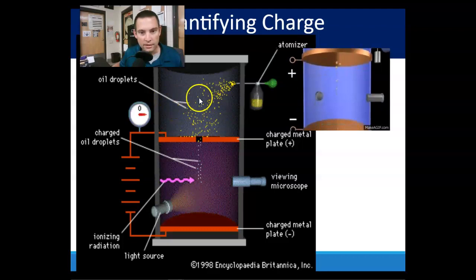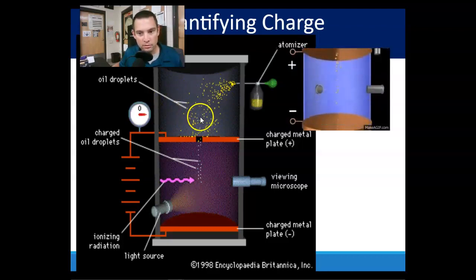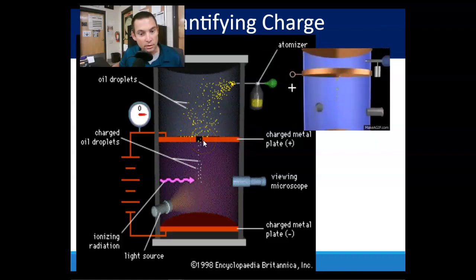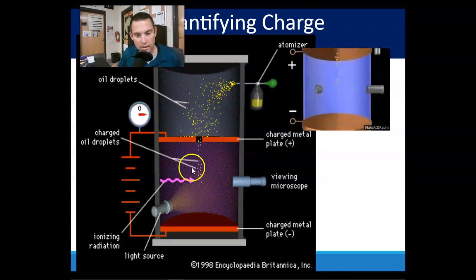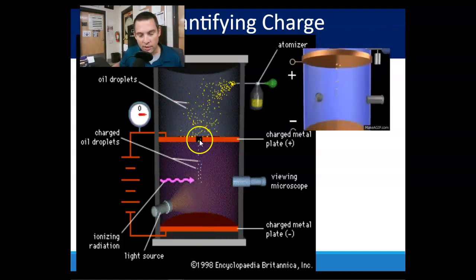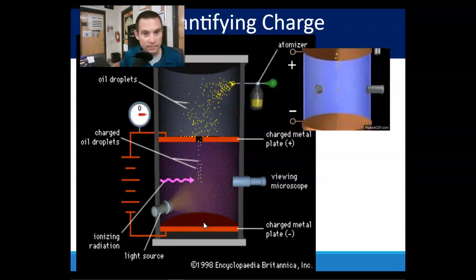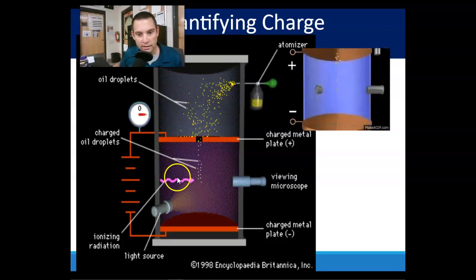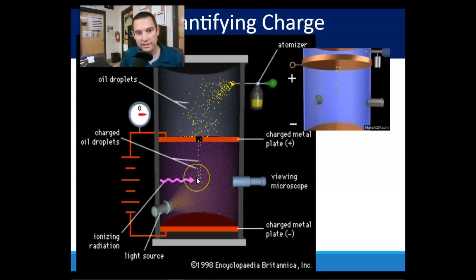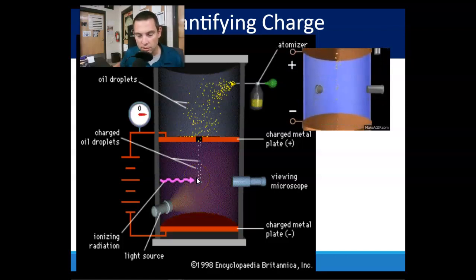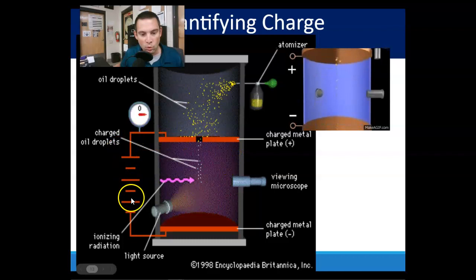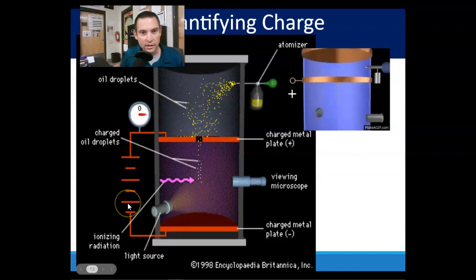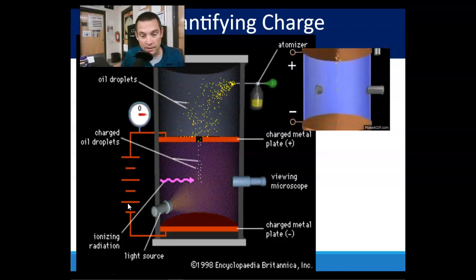So the oil droplets are in this upper chamber, and they pass through a positively charged metal plate. So they're going to pick up a charge. And then there's a negative plate down here. So they want to be attracted to the bottom, right? Plus gravity. So they're going to be falling. Well, there is also an ionizing X-ray that comes through. So by turning on the ionizing X-ray, it's going to ionize those little oil droplets and allow for the electric force to take over rather than gravity.